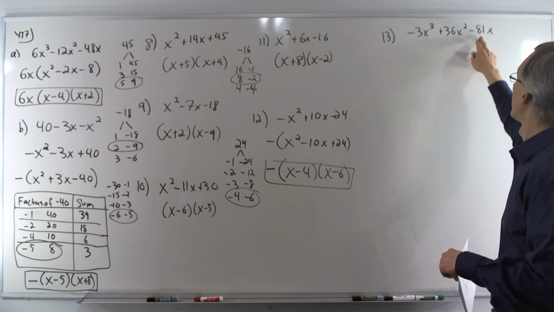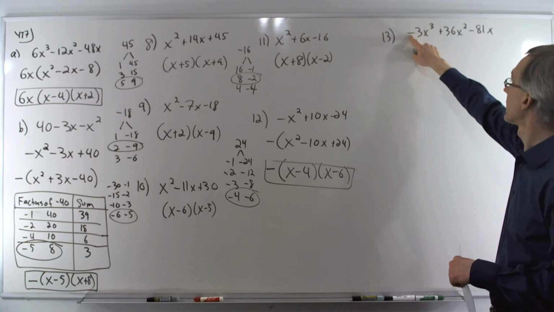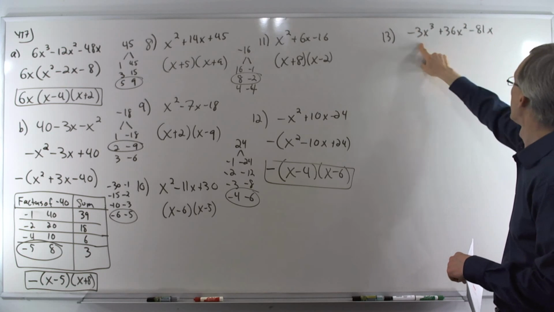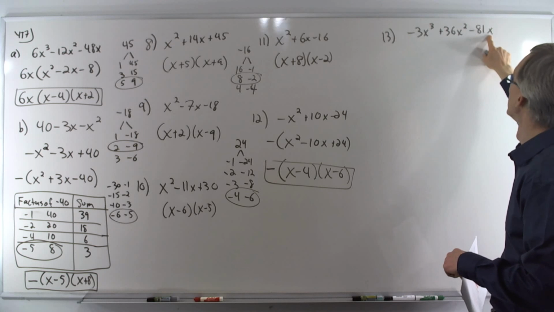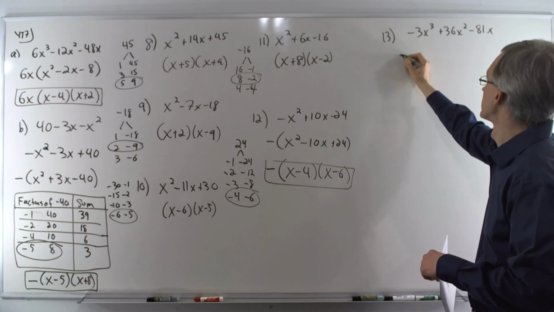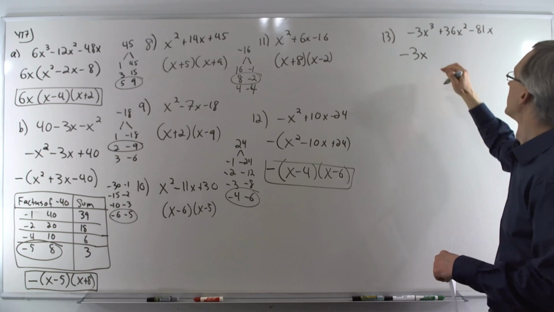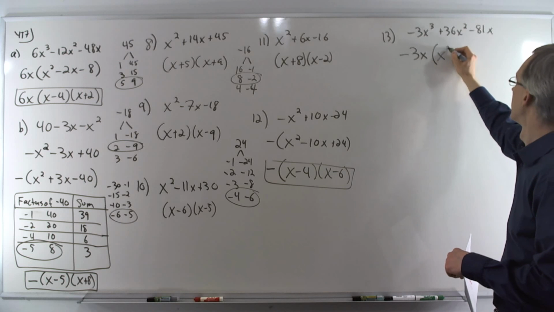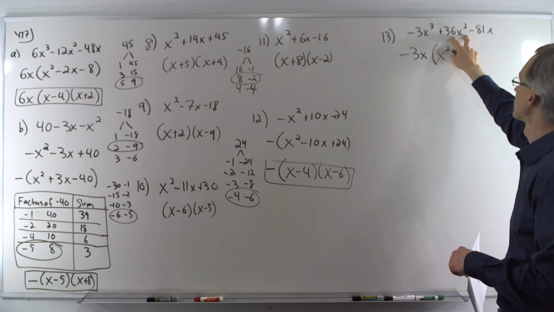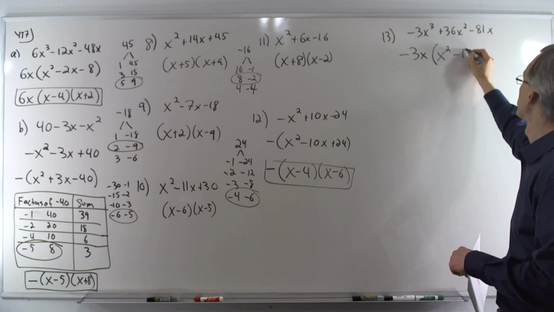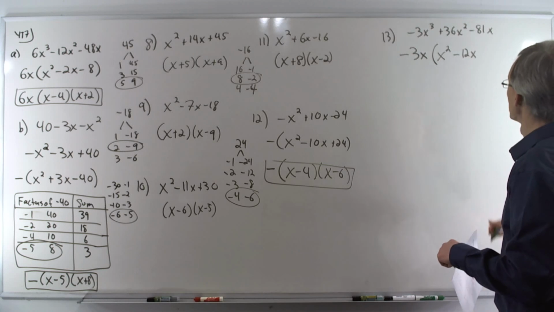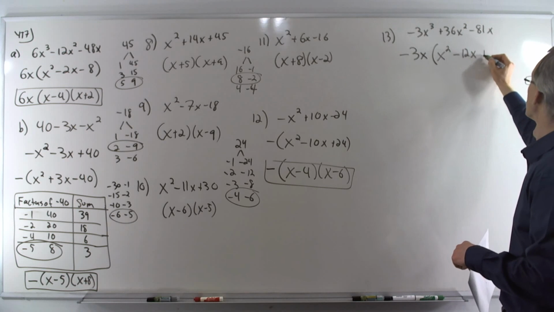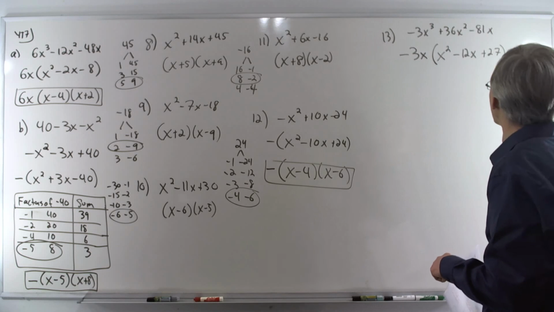So we have three numbers here, all divisible by 3, and we got a negative on that highest order term. So let's get rid of all that, and each term has at least one x. So we can factor out negative 3x. Now inside the parentheses, negative 3x to the third divided by negative 3x is x squared. 36x squared divided by negative 3x is negative 12x. Negative 81x divided by negative 3x is positive 27.